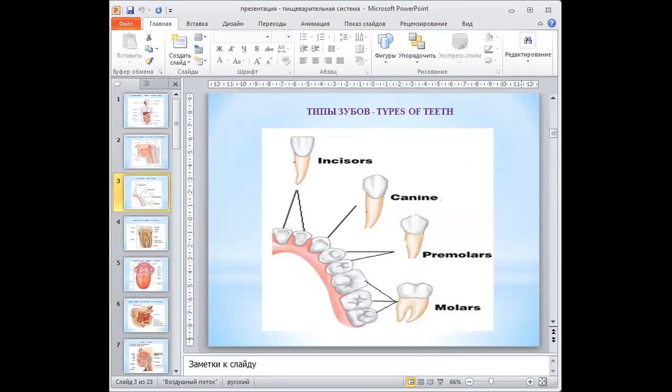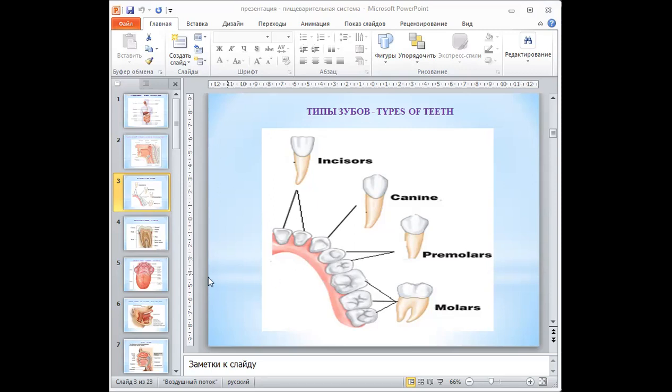Teeth. The teeth of humans are replaced twice in life. The first teeth are called temporary teeth. The second teeth are called permanent teeth. The teeth are located in the alveolar sockets of the upper and lower jaws. The tissue covering the alveolar outgrowth is called the gum. The gum tissue is rich in blood vessels, but it is poorly supplied with nerves.